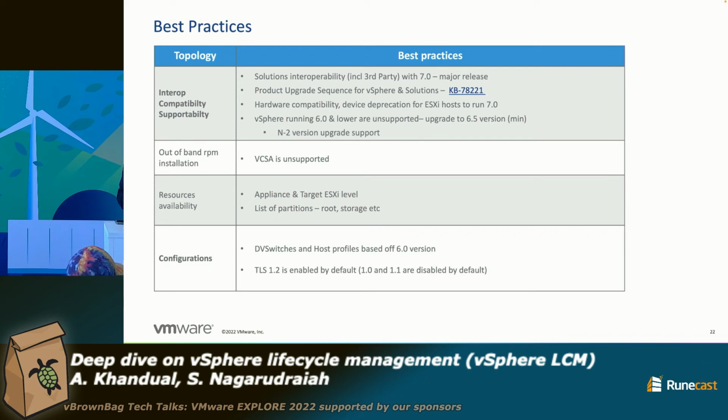Then product upgrade sequence. Your data center could have multiple products. It could have the VR suite, NSX, SRM, and vSphere. So what sequence should I use to upgrade? The typical recommended one is your VR suite, followed by SRM, then NSX, then vCenter Server, then ESX, and then VMware Tools and virtual machine hardware. It all depends on what products you have. Go through this product upgrade sequence, which is available in this KB.